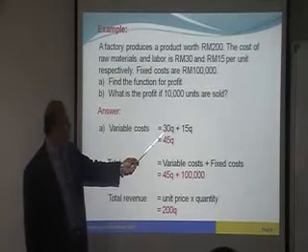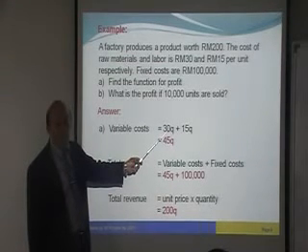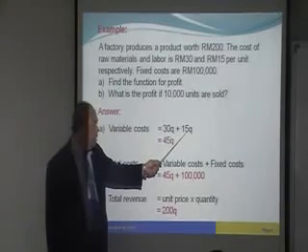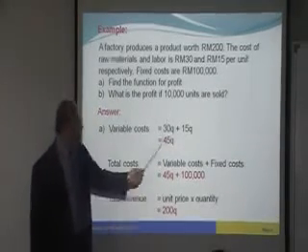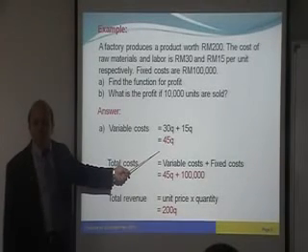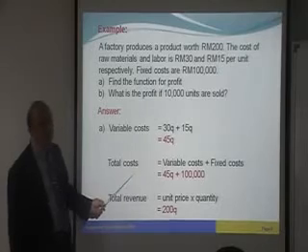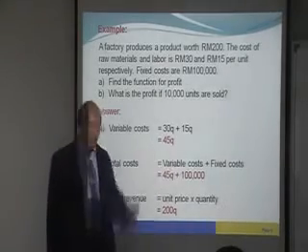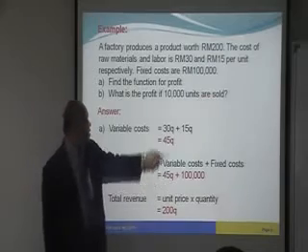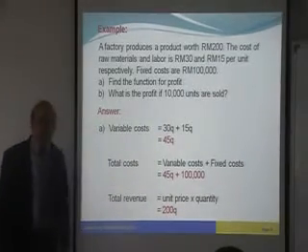So raw material is 30, P is the cost per unit, times Q, P times Q. Plus labor 15 times Q, so total how much? 45Q. So that means the variable cost is 45Q. And then the total cost will become variable cost plus fixed cost. So variable cost comes from here, 45Q, and 100,000 comes from here. Done. So total cost we know already.